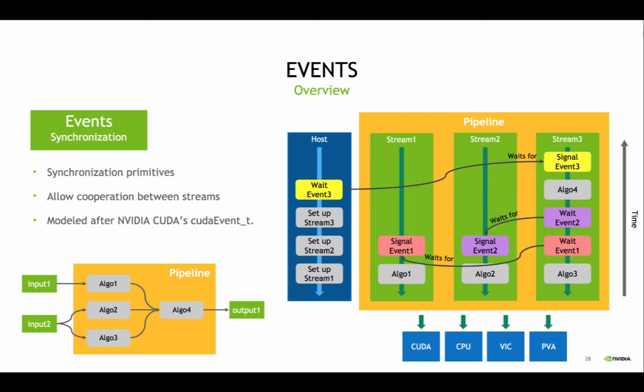Another way to think of events is that they record the stream state at the moment they are submitted. So for instance, when signal event 3 is submitted to stream 3, it records all operations that are queued and have not been executed yet. Here, all 5 operations in stream 3 are recorded, since none of them were executed yet. When they're all done, event 3 will be signaled, and the host thread that was blocked until now can resume.